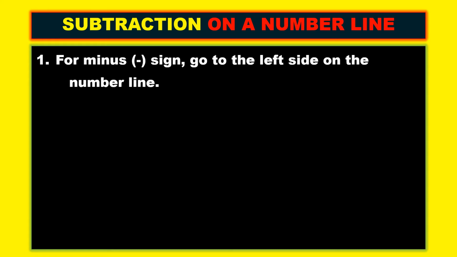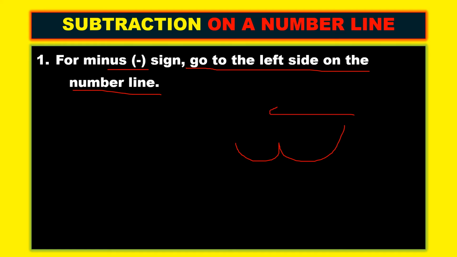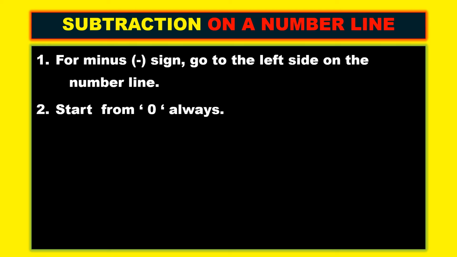For minus sign, go to the left side on the number line. Why left side? Because whenever you are doing minus, its value is decreasing, right? Whenever it is decreasing, it goes to the left side. Why? Because the lesser values will be on the left side. Next point is start from 0 always.